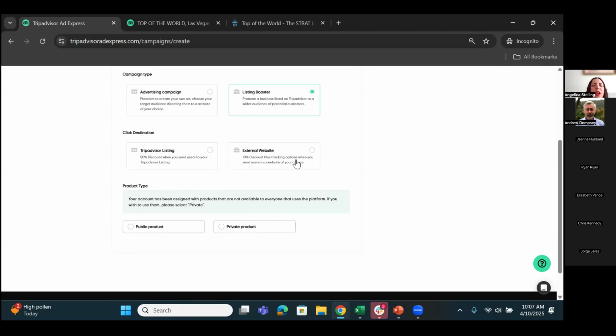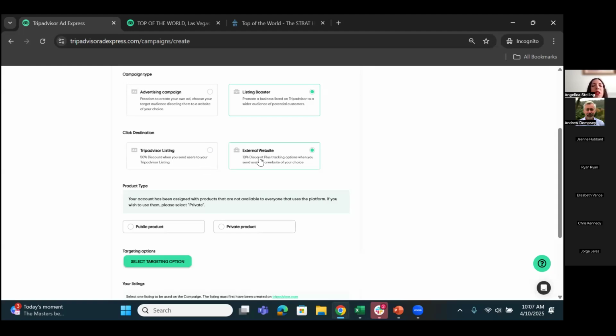Now, the external website route operates like traditional media, where the user is clicking on the listing booster but is getting redirected to a URL of your choice. So what do the discounts mean? The discounts are based off of our standard media rates, images specifically. So this first option is 50% less in terms of CPM, and this option is 10% less in terms of CPM. Okay.